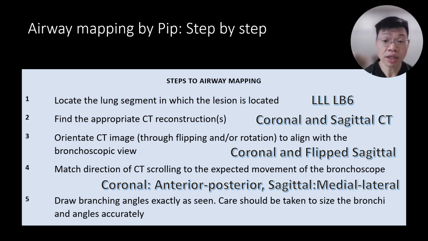In summary, for the left lower lobe LB6, we have to use the coronal and sagittal CTs, and we orientate the CT image to get the coronal and flipped sagittal. We then match the direction of CT scrolling to the expected movement of our bronchoscope. For coronal, that will be in the anterior to posterior direction, and for sagittal, that will be from the medial to lateral direction. We are now ready to draw our airway map.